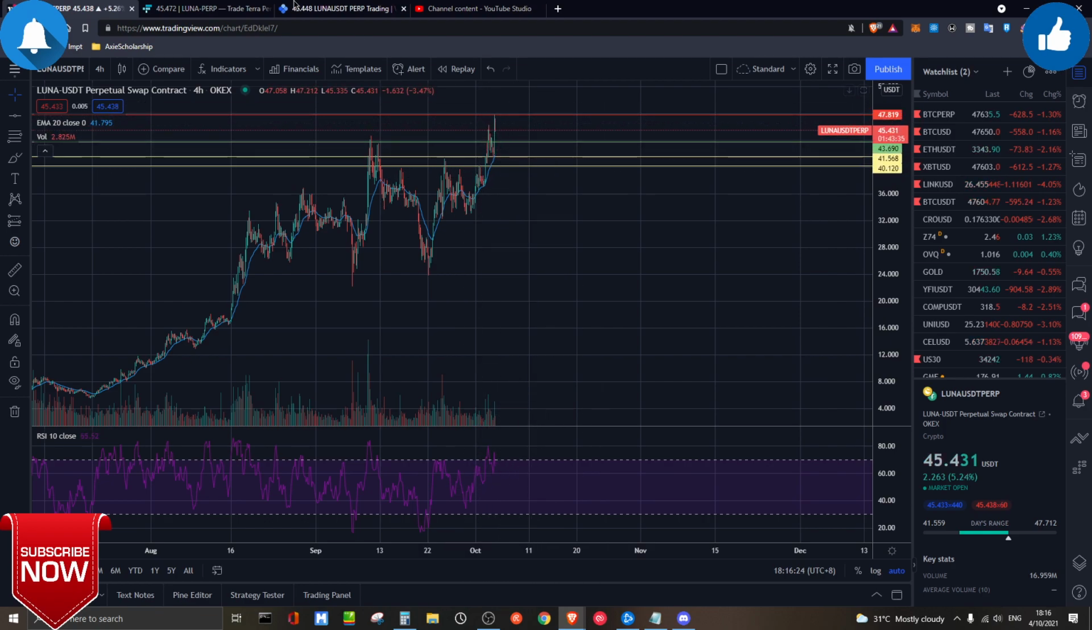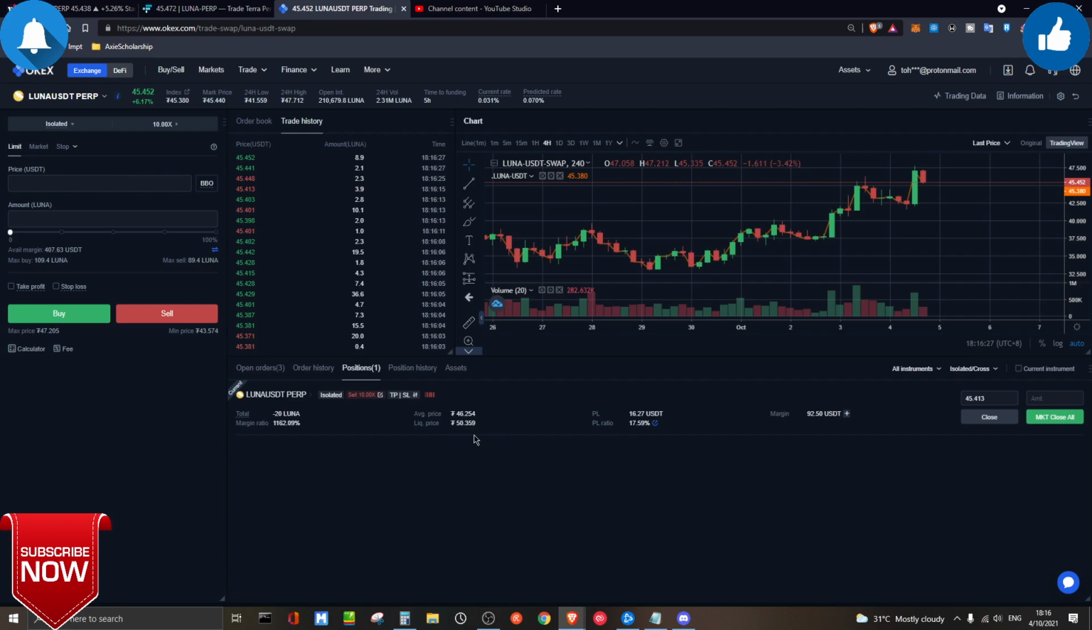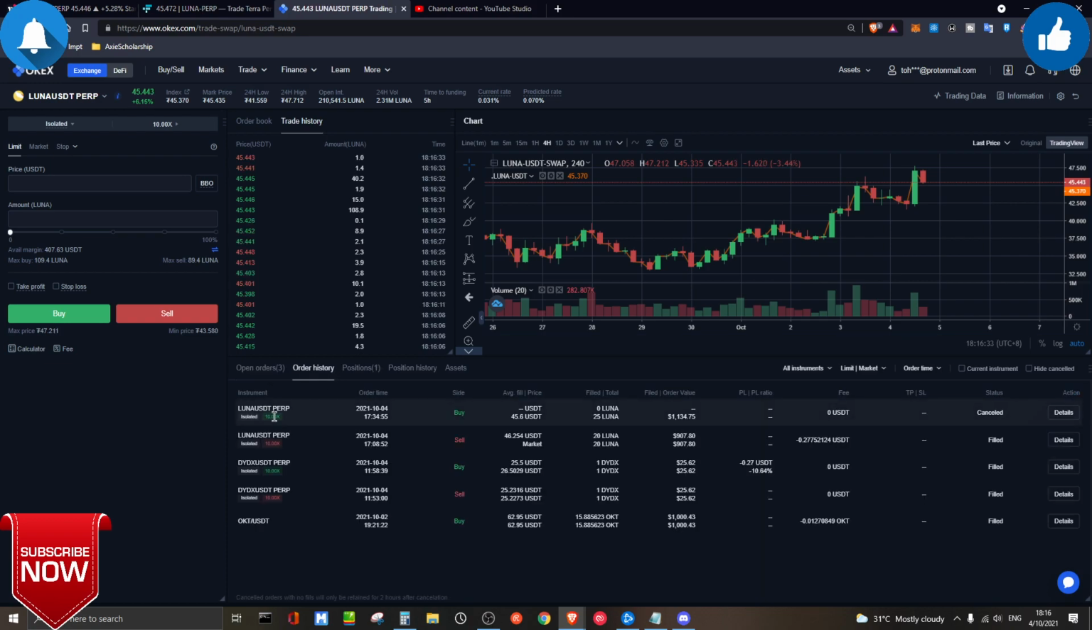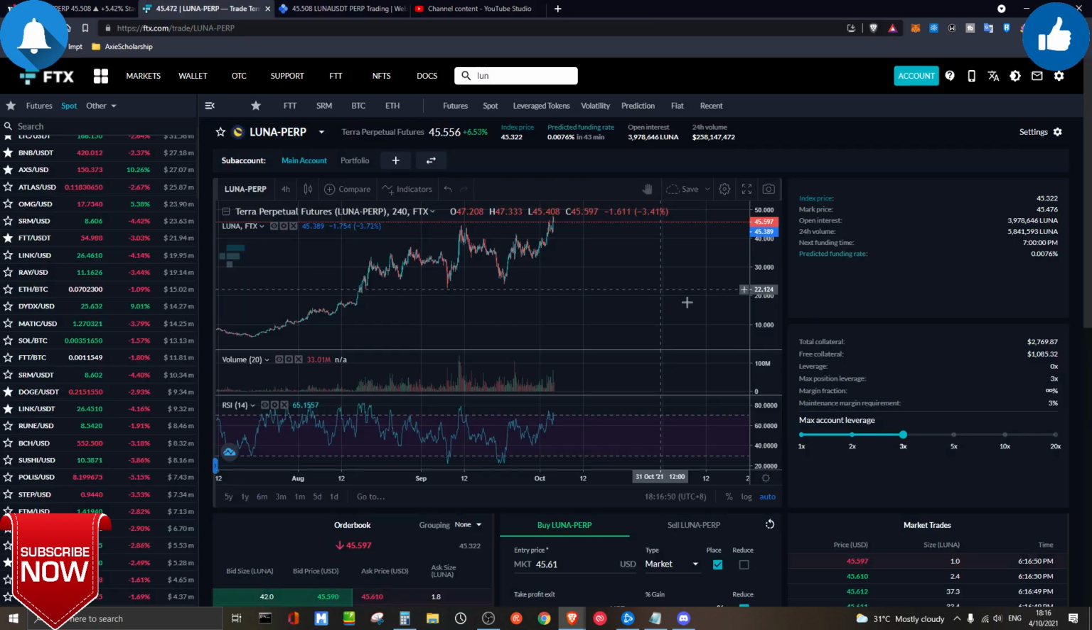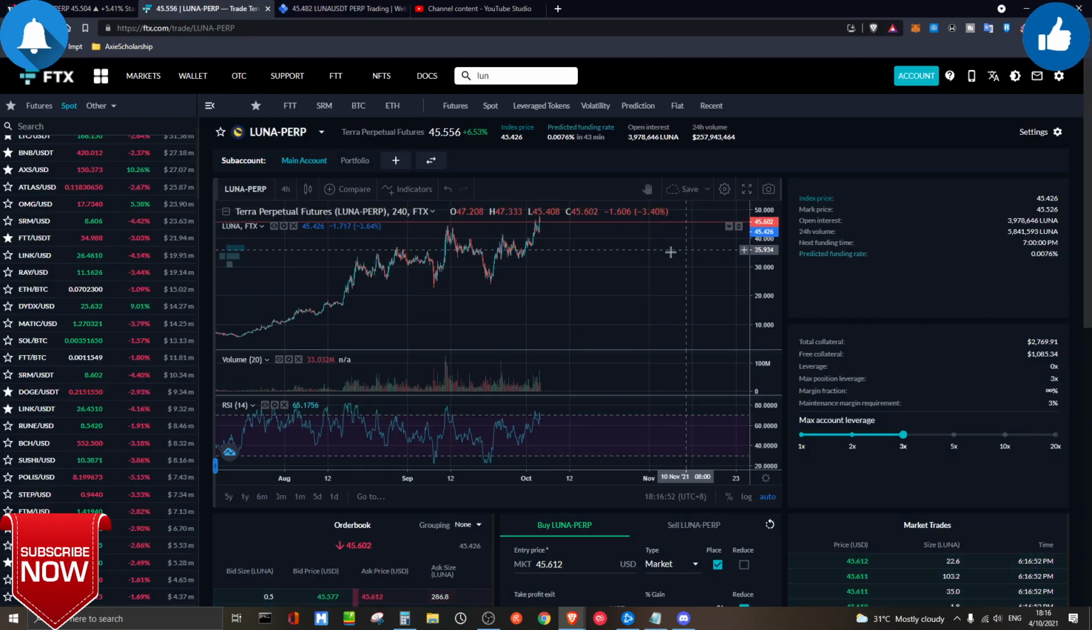So I set a stop loss very near the high, I would say. My stop loss is at around 47.9, just in case, and my liquidation is 50. So I would say this is a very tiny, very risky trade, because I use 10 times leverage, and of course I use isolated margin. From there you can trade on OKX as well. If you are an FTX user, you can use FTX as well to trade. These are the two exchanges that I recommend if you are going to do trading.